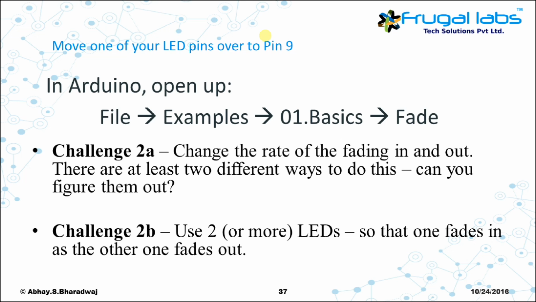I'll be giving you two challenges. Challenge 2 is to change the rate of fading in and fading out. There are at least two different ways of doing this. Let's see if we can figure them out. Challenge 2B is to use at least two LEDs so that one fades in while the other fades out. So when one is fading in, another LED should fade out. Let's see whether you can achieve this.